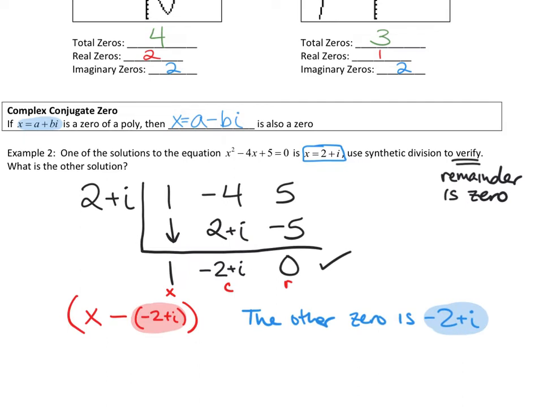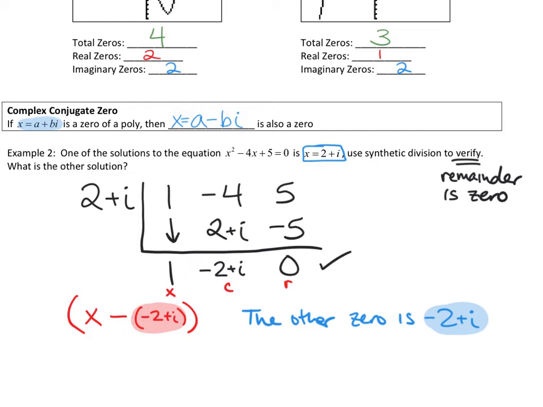So we learned a couple things from this example. Number one, complex conjugate zeros are always there. We also learned that you can do synthetic division with imaginary numbers. You can do all types of arithmetic with imaginary numbers. You can add them, subtract them, multiply them, divide them. Bless you.